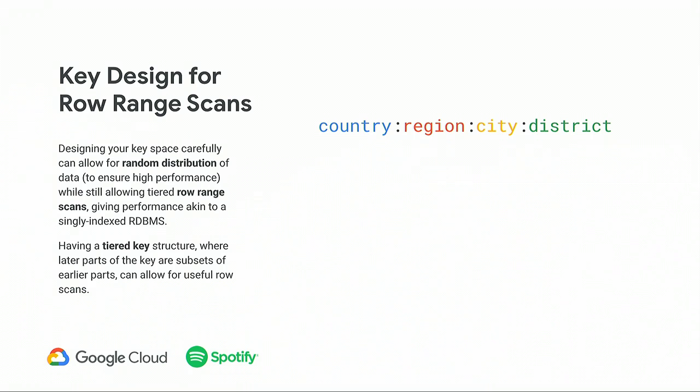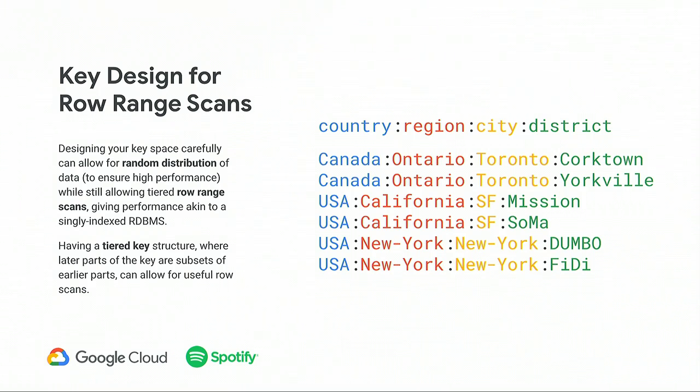And all of these form the same key. So your keys might look something like this, where you'd have the country at the first part here, so Canada, followed by the region or state or province or whatever you have there, then a city, and then a district. This means that you can do range scans on this data very, very effectively. If you wanted to find all of the cities in California, let's say, you could ask Bigtable to range scan from the start of USA:California to the end of USA:California. And that would give you all those rows in one query.